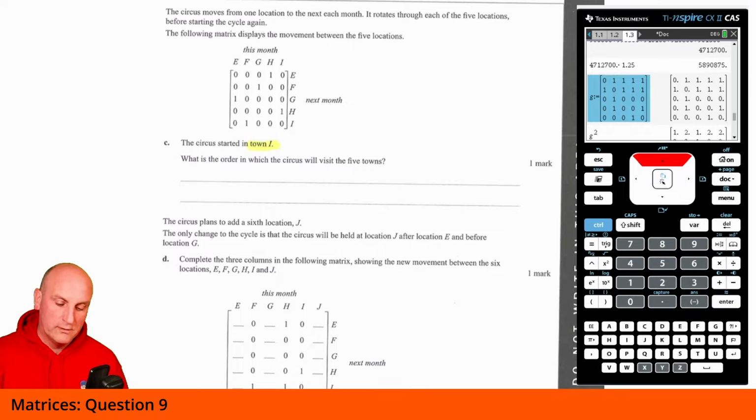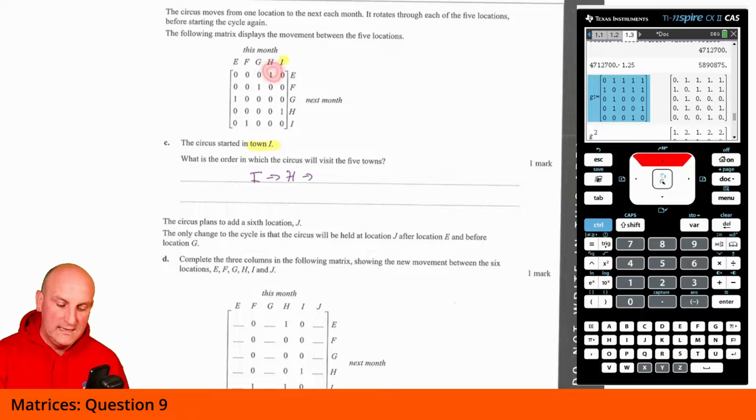Okay, so that's going to become important because we're going to start in I. What is the order in which the circus will visit the 5 towns? All right, well, basically, we look in the column, we find out where the I is going to move to, and we find a 1 there. So we now know that I moves to H. Where does it go next? Well, obviously, we now find H, and we work out where the 1 is.